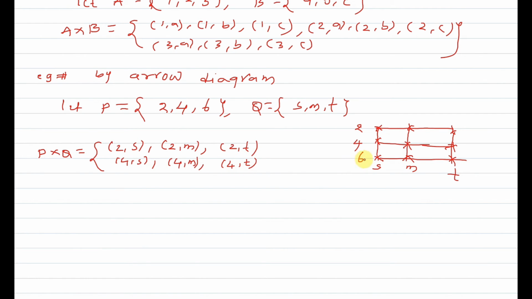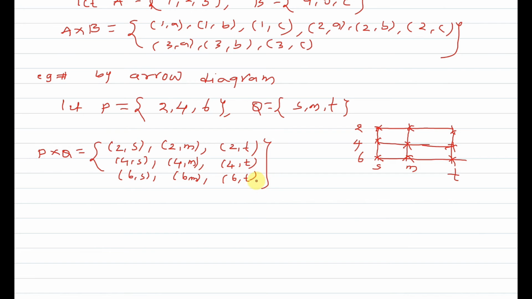And the next point, with 6. In the ordered pair, the first element must be from P and the second element must be from Q, so that this condition I am going to satisfy. Now with 6, this is the intersection point of 6 and S, so I am writing 6 comma S. Now this is the intersection point of 6 comma M, so it is 6 comma M. Now this is the intersection point of 6 comma T, so this will be 6 comma T.